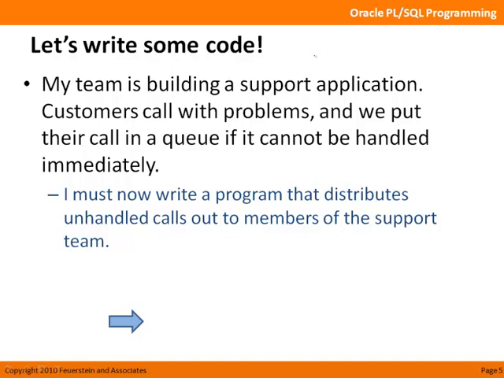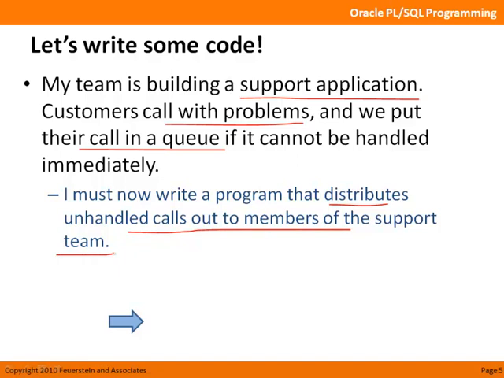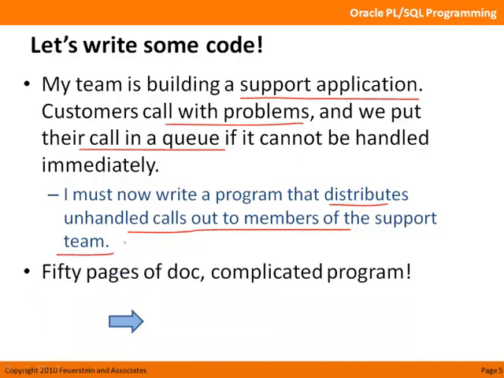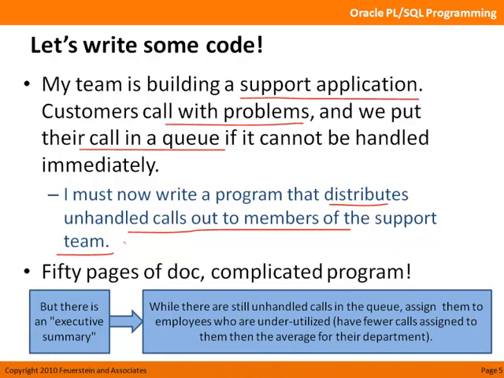So let's suppose that my team is building a support application. Customers call with questions or problems about our products, and if we can't handle the call immediately, we put their call in the queue. We've been building the application, the first version is in use, but now my manager comes to me and gives me a document that's 50 pages long and tells me, Stephen, you need to write a program that distributes the unhandled calls out to members of the support team. It is a big, complicated program with lots and lots of documentation, but fortunately, there's an executive summary. And the executive summary says, while there are still unhandled calls in the queue.